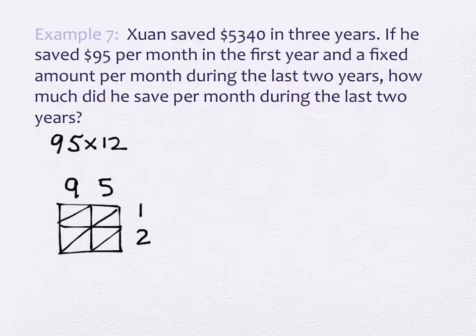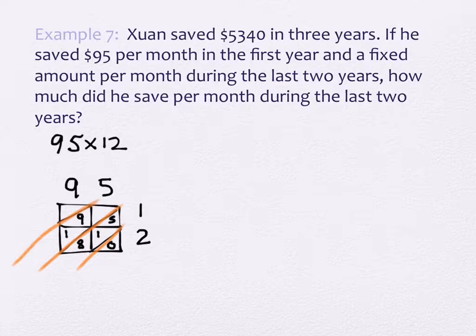So 9 times 1 is 9, which goes in the bottom right-hand corner. 5 times 1 is 5, bottom right-hand corner. 9 times 2 is 18, so this goes 1 on the top and 8 on the bottom. And then 5 times 2 is 10, so 1 on the top and 0 on the bottom.